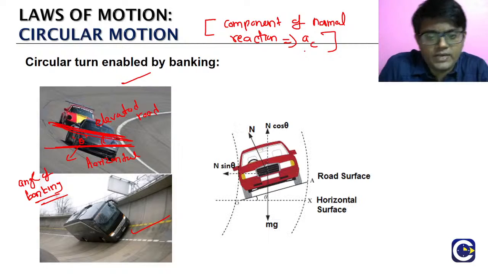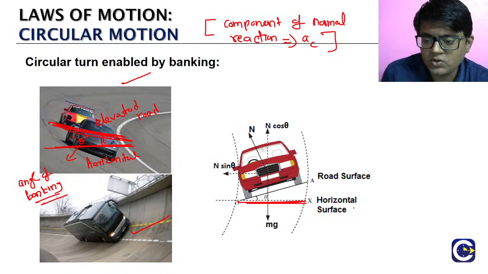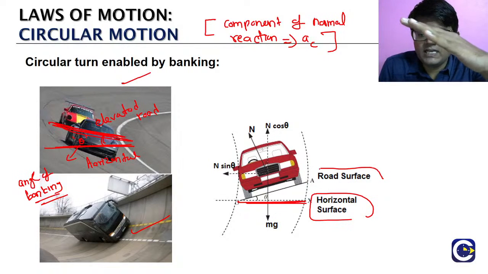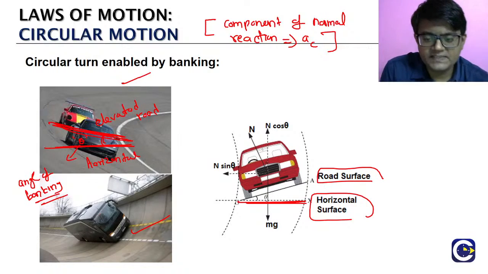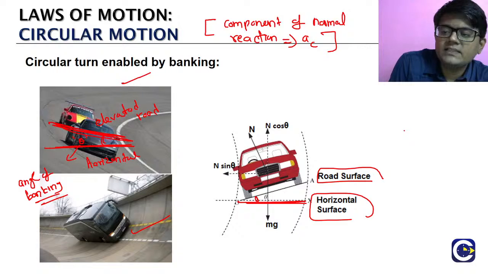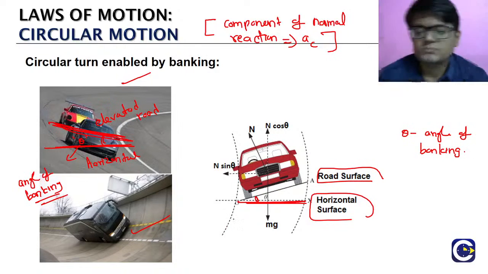We will look at this. So this is the horizontal road. We have lifted the road. So this is the modified road surface. What is this angle? This is theta. This theta is the angle of banking.